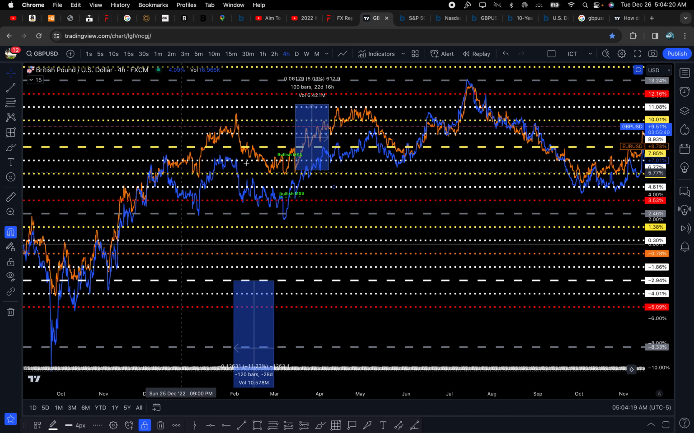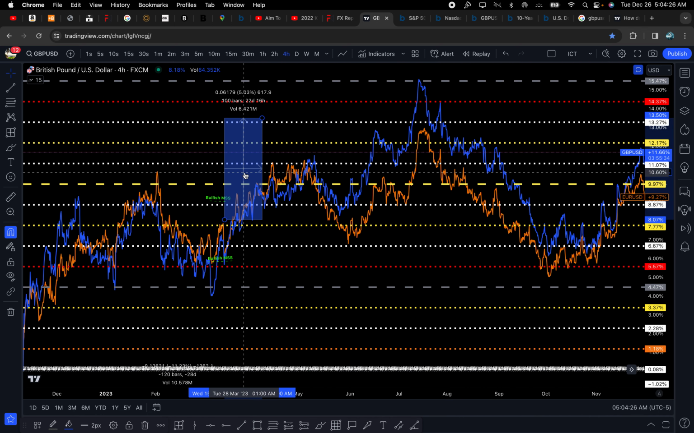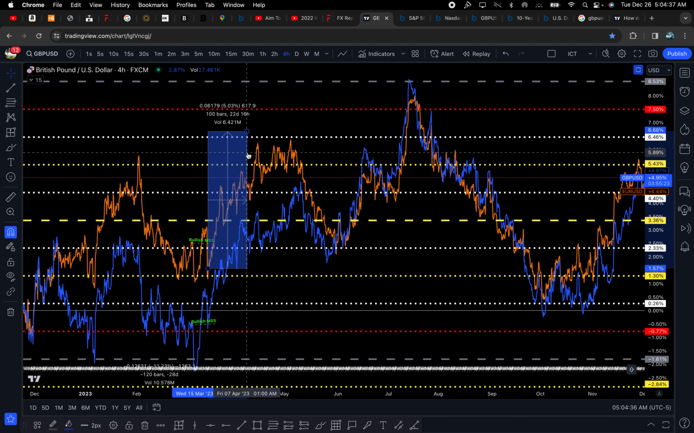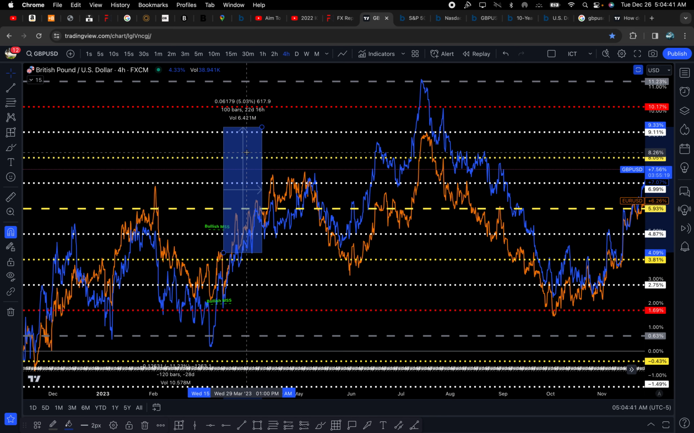But anyway, that's an SMT divergence right there, and I want to show you the number of pips that came off of that. It was crazy. I'm not sure exactly how many pips that is. I guess it's 6,000 points, I think, so that would be like 600 pips, I believe. Don't quote me on that. I'm not an expert or anything, but yeah, and so that's what you do.